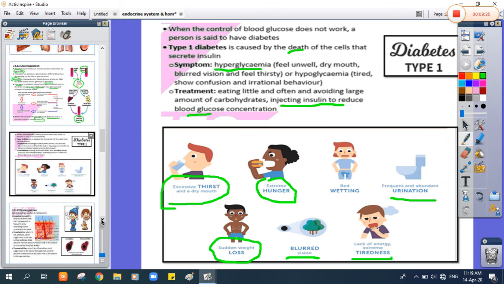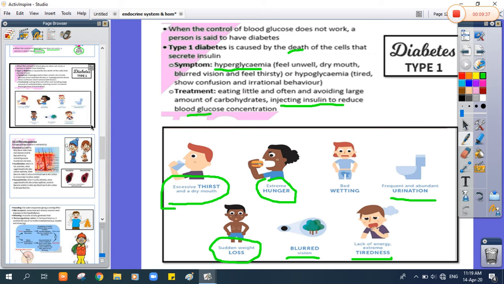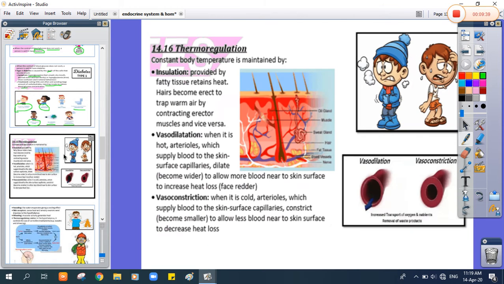This was the glucoregulation. The second process that we will study is called thermoregulation. Thermoregulation here is the process of regulating your body temperature. How? I will tell you many processes that happen inside your body to control the temperature.